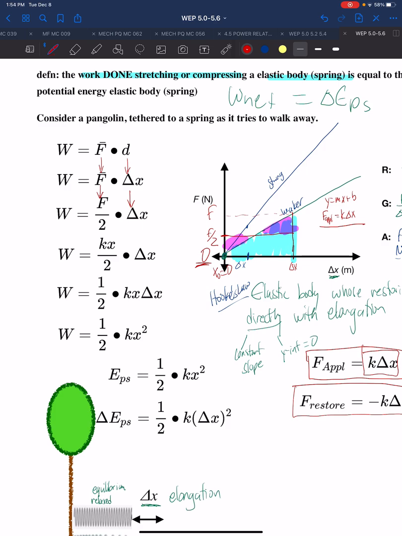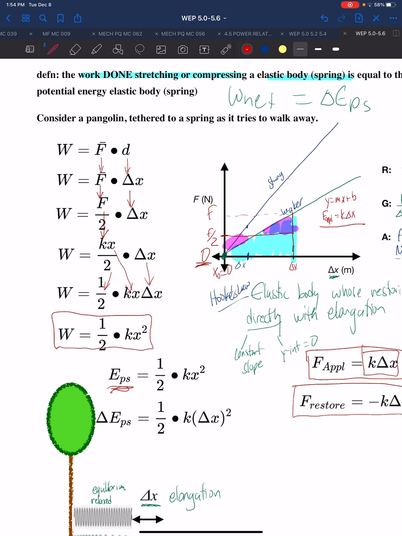So if F is k delta x, and delta x is x, then F applied equals kx. So the F applied becomes kx, and we said delta x is x, so with the 1/2 out front we have 1/2 kx times delta x, and delta x is x, which gives us 1/2 kx squared. So the work done by the applied force is 1/2 kx squared. Now if all that work goes into the potential energy of the spring, then that work is equal to the potential energy of the spring, which is 1/2 kx squared.